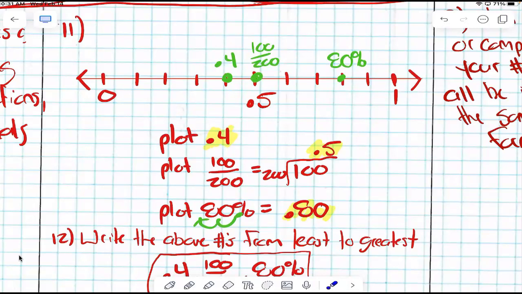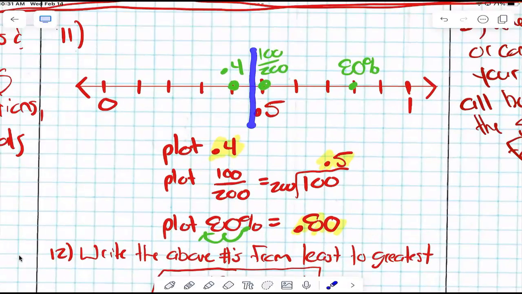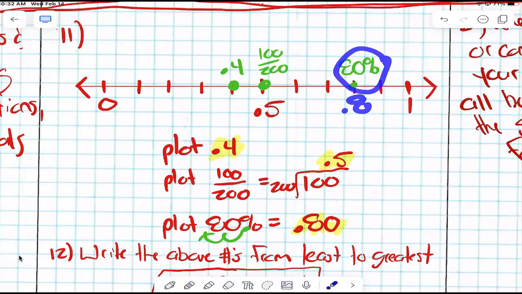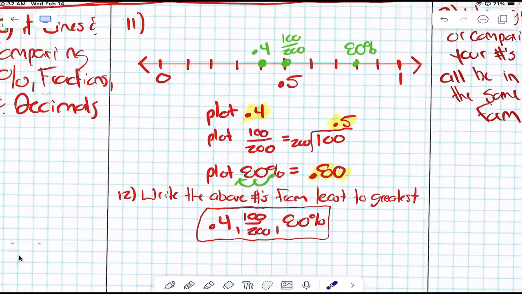However, is 100 over 200 in decimal form? No. So we need to change it to a decimal. Here's how you do it. You could also use a calculator. So 5/10 is the same as 100 over 200, right? But I asked you to plot 100 over 200. So on our number line, the reason we have 100 over 200 right here is because that's what you're supposed to plot. 80%, we need to change it into a decimal to put it on the number line, yes? Once you got it into a decimal, we know that 0.8 is right there, which is going to be the same as 80%. We good?